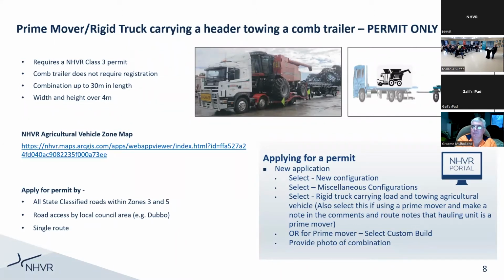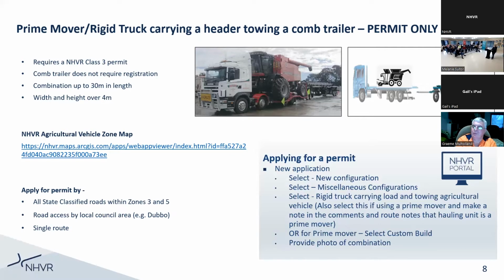When you're applying for the permit, your first application will need to request zones 3 and 5. That will give you general access there, that's the state road. And then after that, if you require access to local council roads, you'll need to submit a separate application requesting road access, for example, Dubbo or Parkes Council. So with this permit, we have one. Yeah.